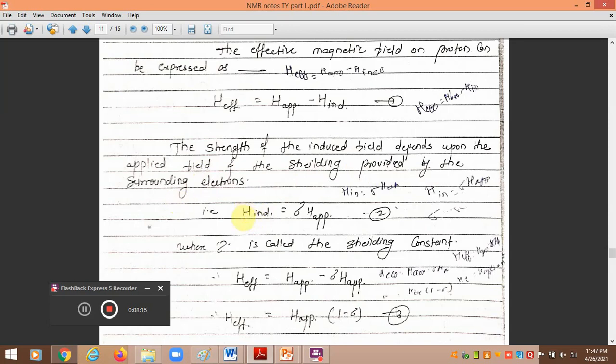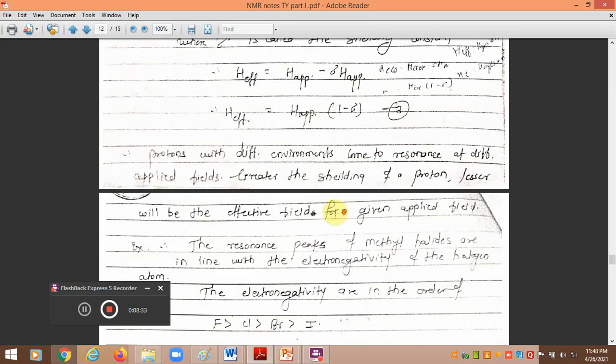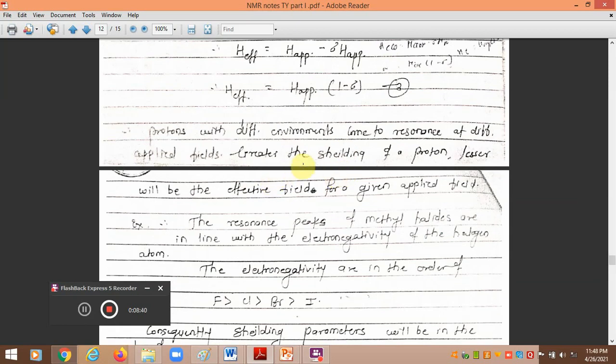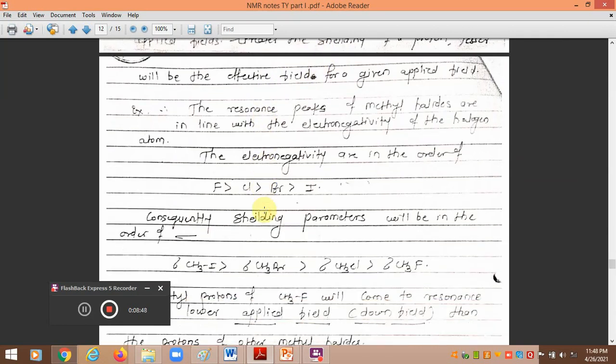So here this delta is called the shielding constant, and if we put equation 2 in equation 1, then we get this equation: effective magnetic field is equal to the applied magnetic field times 1 minus delta. So protons with different environments will come to resonance at different applied fields, and the greater the shielding of a proton, the less will be the effective field for a given applied field. Therefore this resonance peak will appear at a lower value of field, and this can be explained with the help of the example of the halogens.